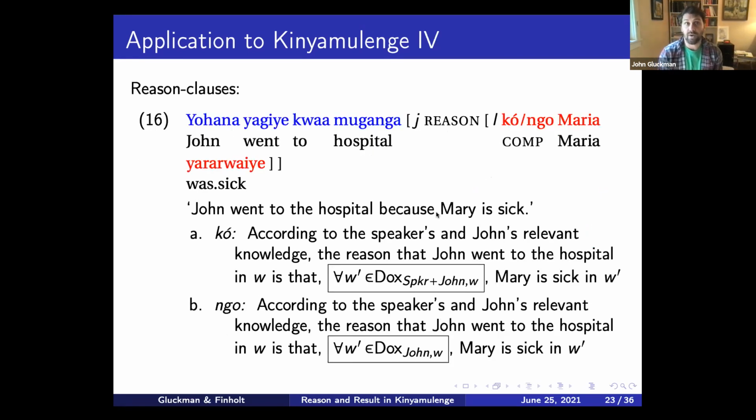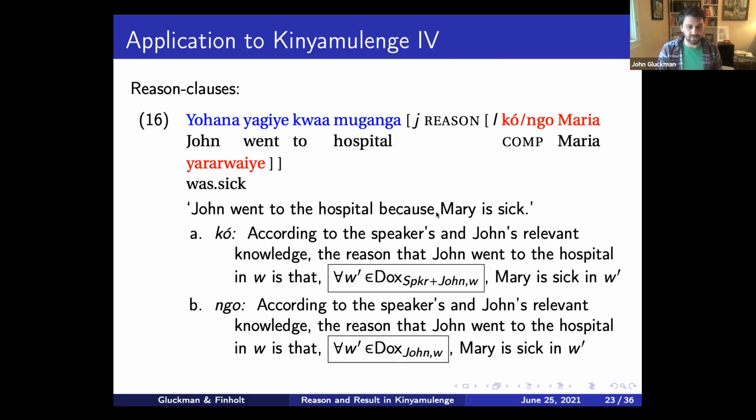Okay, so just showing you how this would work. If we go back to our original example, we have something like John went to the hospital because Mary is sick. In our LF, we're going to have the causal judge J. We have the reason morpheme. We have L, the logophoric operator, and then we have either ko or go with comp. Right. And so if you use ko, what you're saying is that according to the speakers and John's relevant knowledge, that is, they are the causal judges here, the reason that John went to the hospital is because for all that the speaker and John know, Mary is sick. Right? We're just quantifying over both the speaker's and John's beliefs here. They believe that Mary is sick.